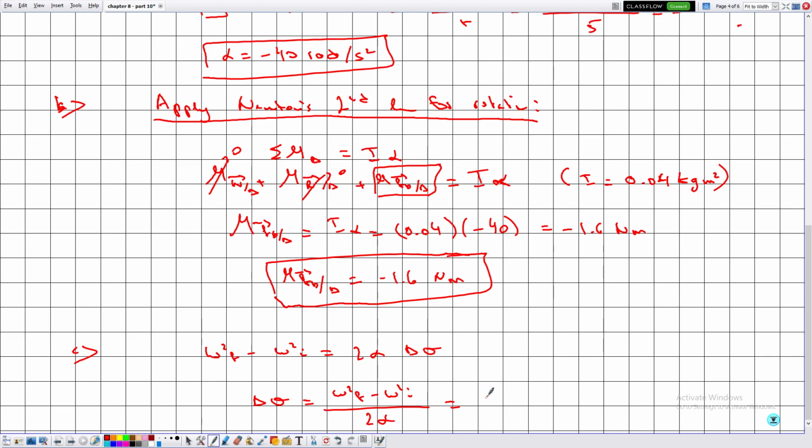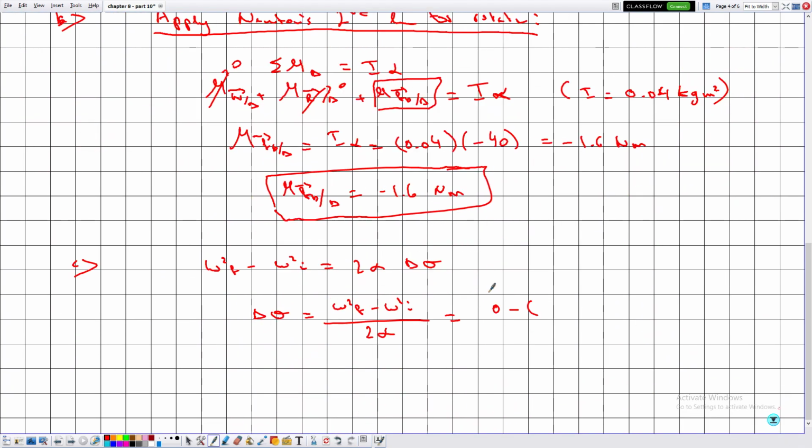The final angular speed is 0. The initial one is given by 200 to the power 2, divided by 2 times minus 40, on the calculator. So delta theta is equal to 500. Since everything is expressed in SI, delta theta will be expressed in SI, which is radians.